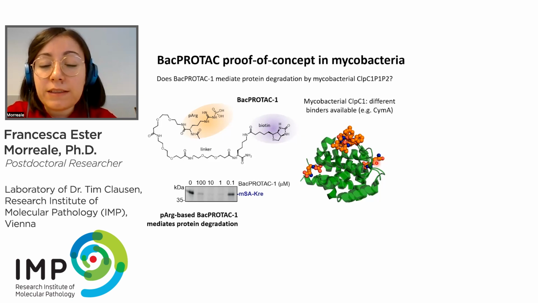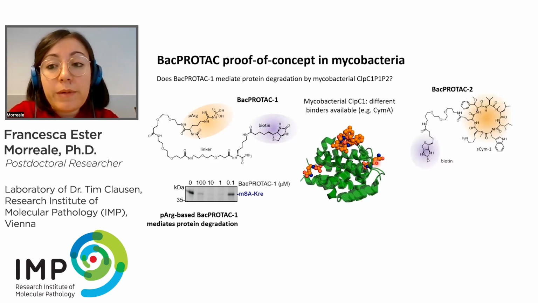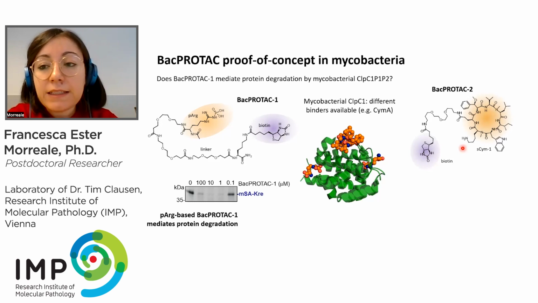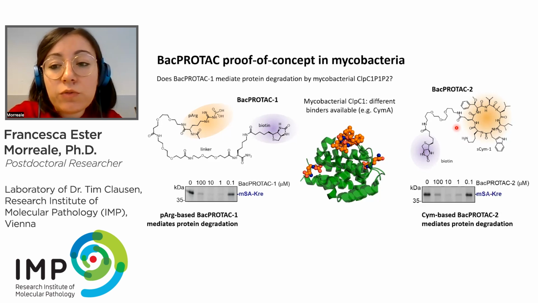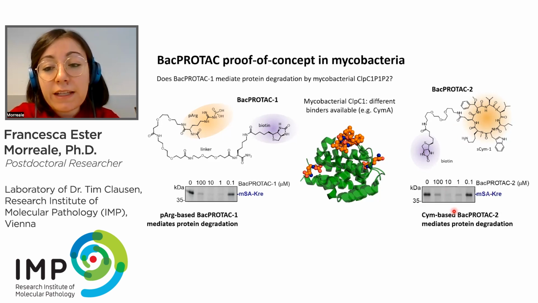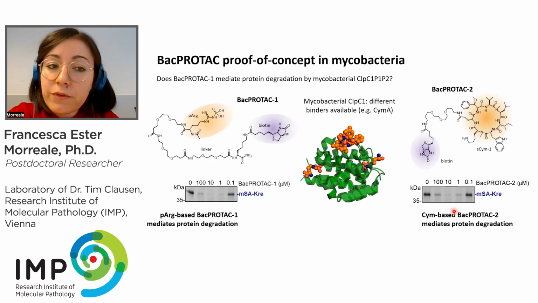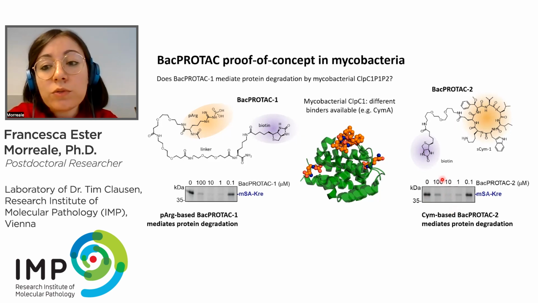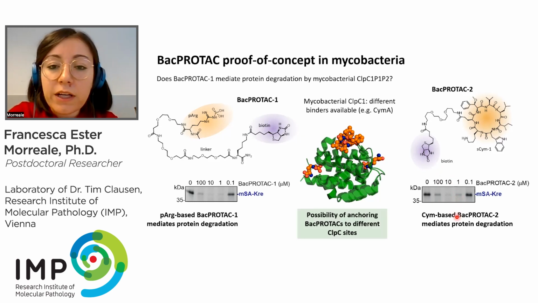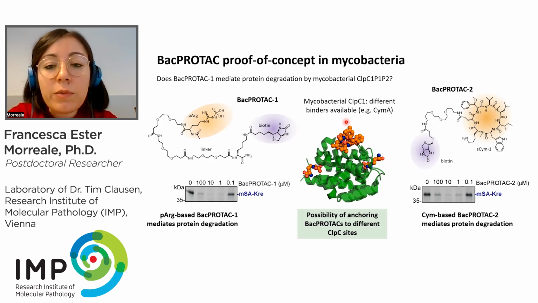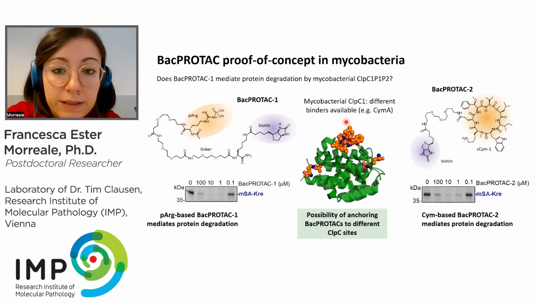We wanted to do studies in cells, and that's why we decided to replace it with a cyclic peptide, in this case a derivative of cyclomarin A. We tested the second BacPROTAC in degradation with the same substrate, and we were very excited to see that also by replacing phosphoarginine with the cyclomarin compound, we could still see degradation. So this means that to develop our BacPROTAC, we don't need to anchor the molecule only to the phosphoarginine site, but we can also anchor it to these other sites, opening more possibilities for these developments.